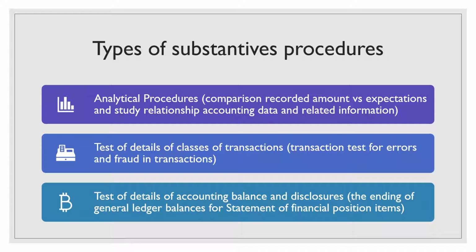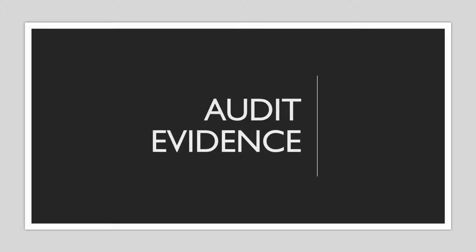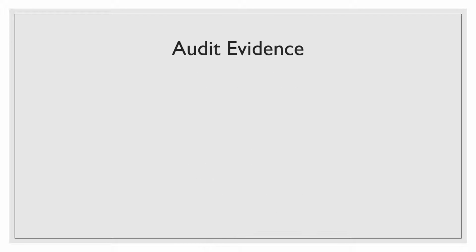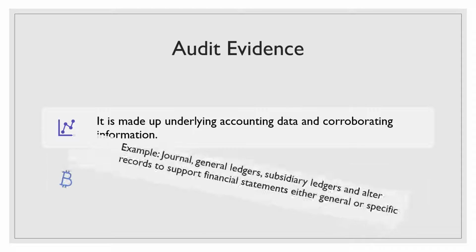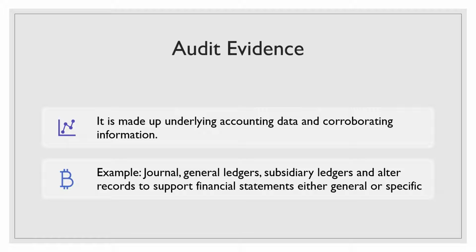Audit evidence. Audit evidence is evidence obtained by auditors during a financial audit and recorded in the audit working papers. For example, journals, general ledgers, subsidiary ledgers, and other records to support financial statements, either general or specific.